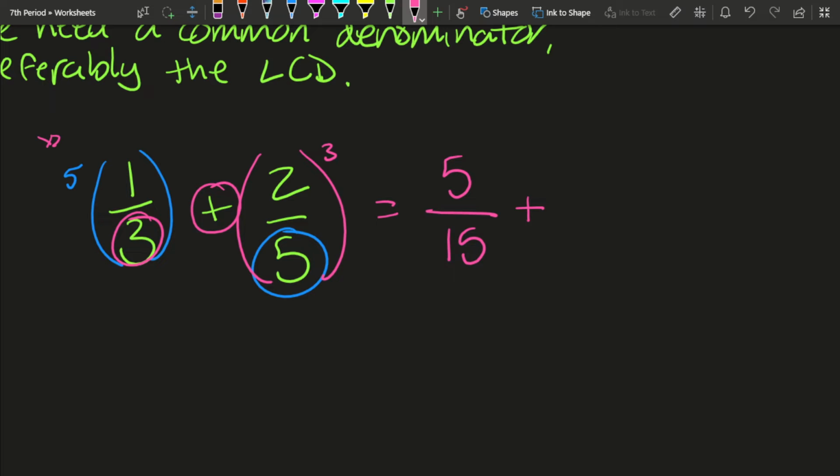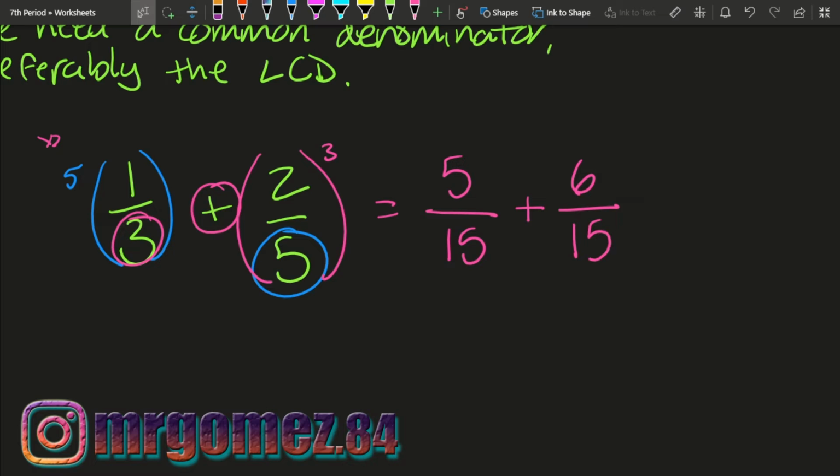Now, instead of multiplying by 5, we're gonna multiply by 3. So what is 3 times 2? 6. So you put that on the denominator. And 3 times 5 is 15. Now we have a common denominator, which in this case works out to be the least common denominator as well.